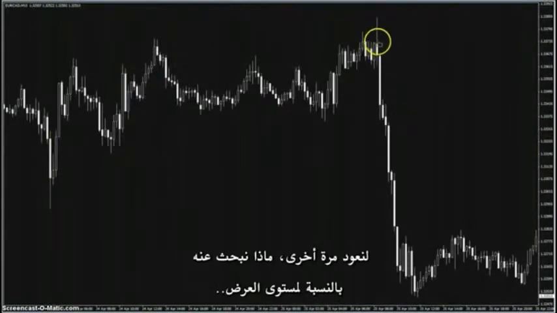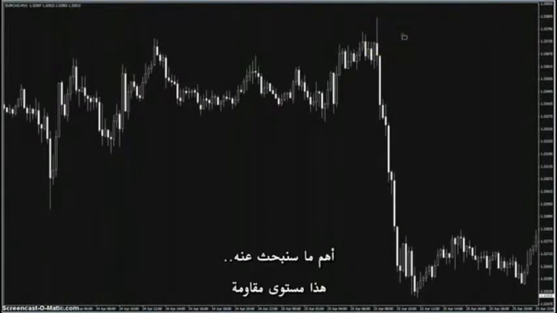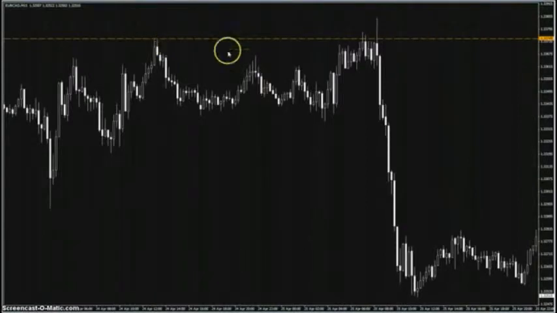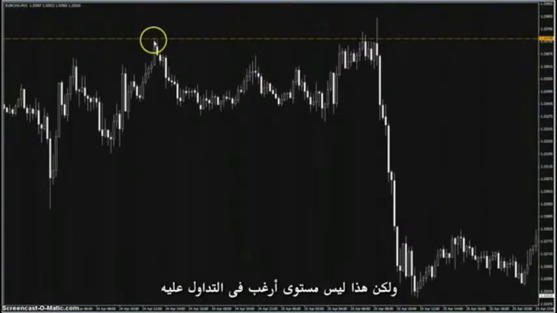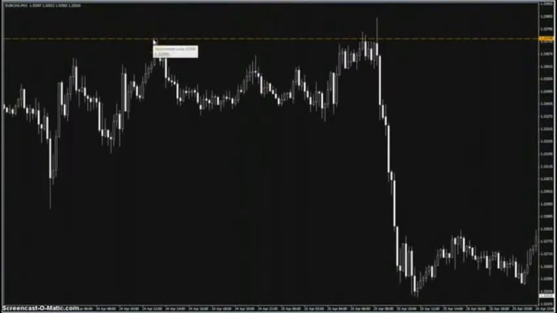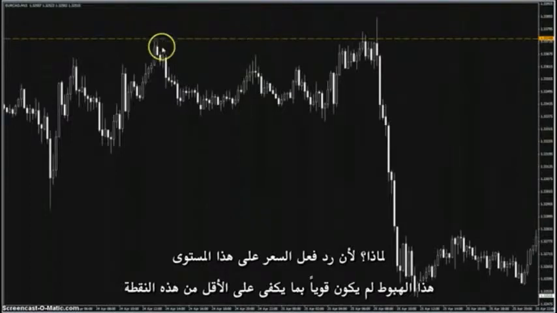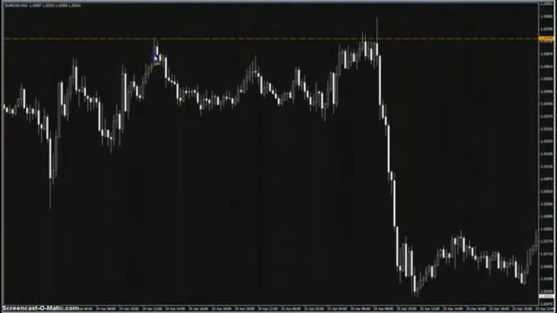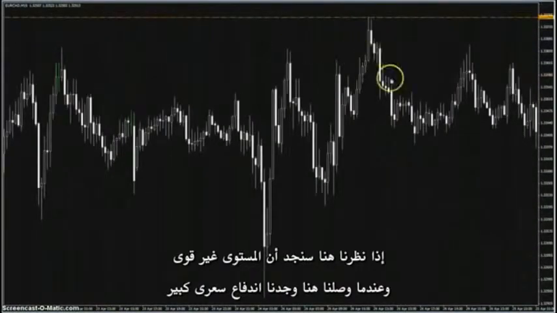So what am I looking for? Well, for a supply level, the most important thing you need to look for is, again, different from just typical resistance. Because this right here is resistance, right? But this really isn't a level I'm interested in trading. Why is that? Because the reaction from this level, this down move, was not very strong, at least not at this point. If we look at it here, this level was not very strong.